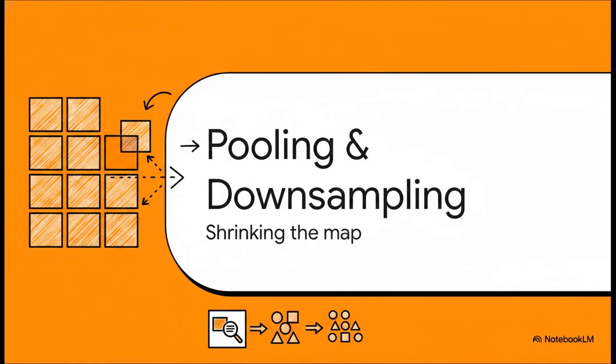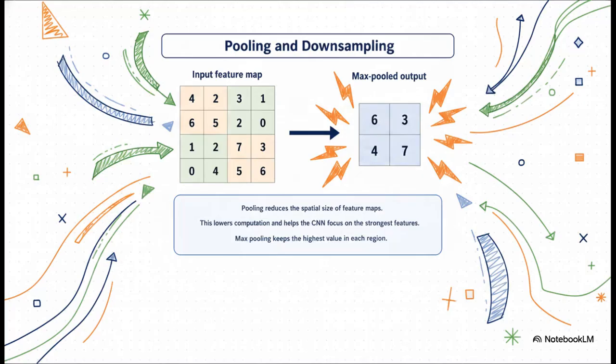All right, section 4, pooling and downsampling. This is all about shrinking the map. Now, pooling is how we forcefully reduce those spatial dimensions. Take a look at this 4x4 input feature map, which is broken into 4 colored 2x2 quadrants. Max pooling simply keeps the highest, strongest value from each quadrant.